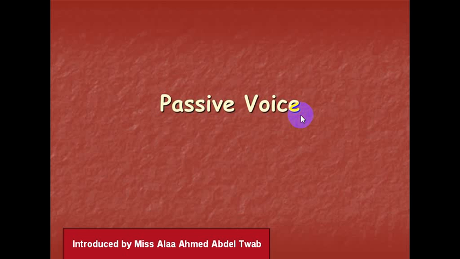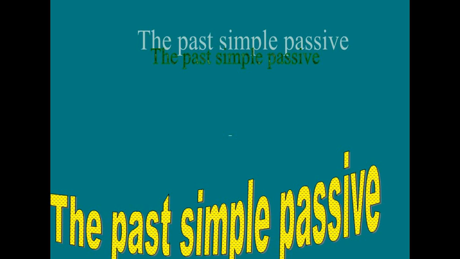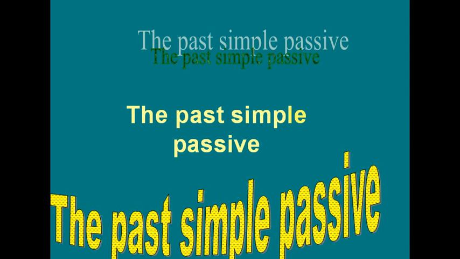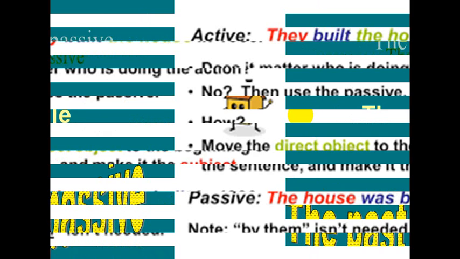Now we are going to complete the grammar of Unit 17 and 18 for second year. In the first video, we have learned passive and present simple. Now, let us go through passive and past simple tense.